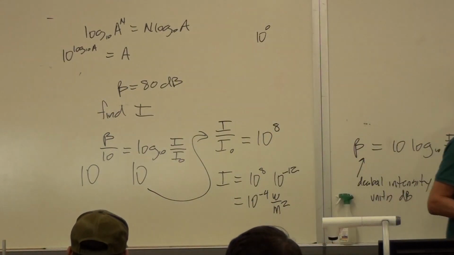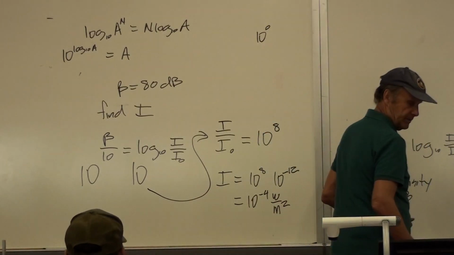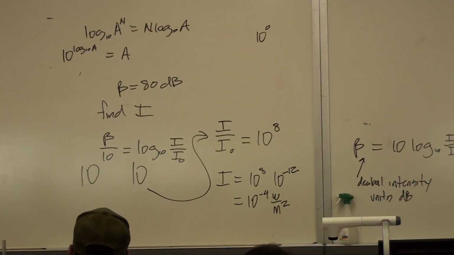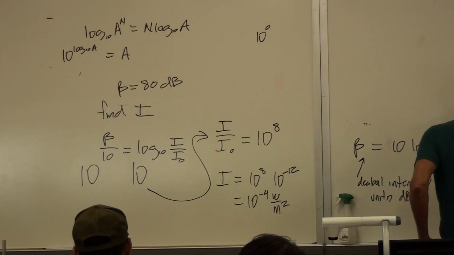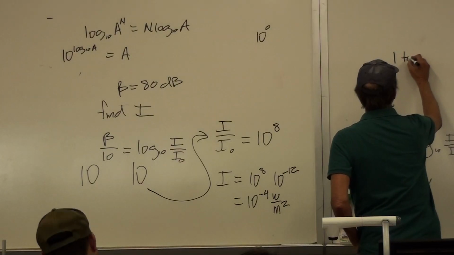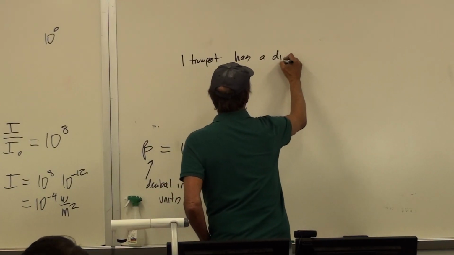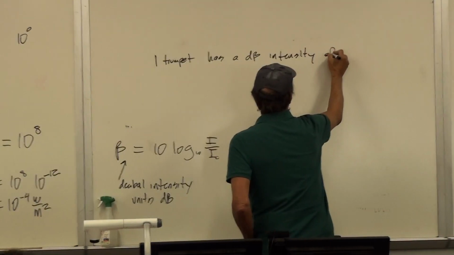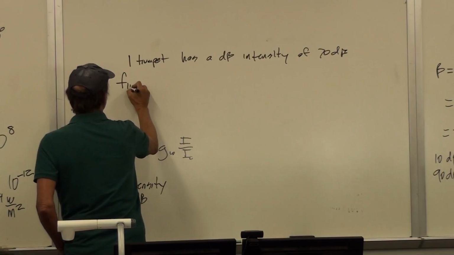Okay, here's another little exercise. I'd like you to just spend a couple of minutes on this. See if you can knock this off. I'm not going to have you turn it in, but it's a typical kind of a quiz or an exam question. Say that one trumpet has a decibel intensity of 70 dB. Let's find the decibel intensity for 5 trumpets.